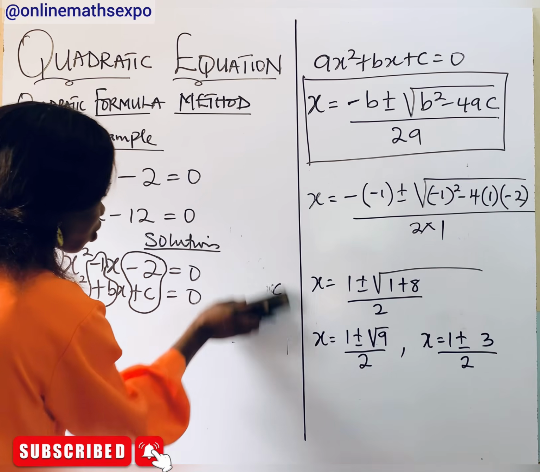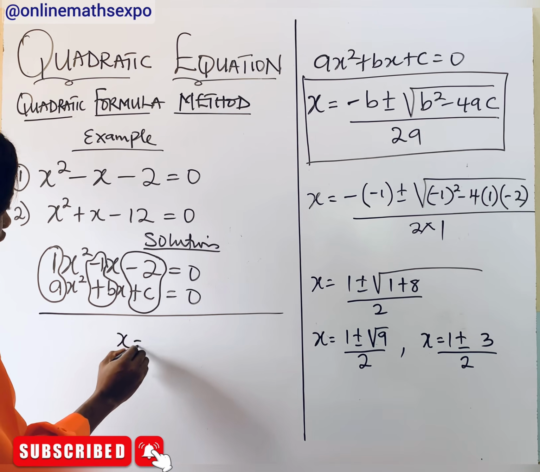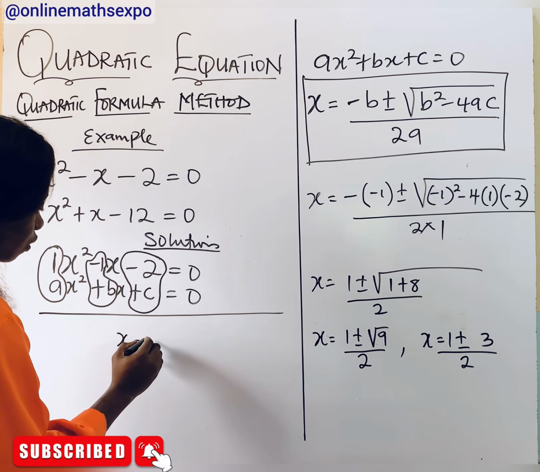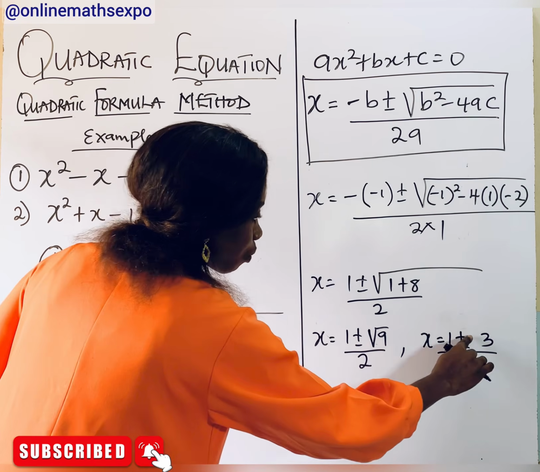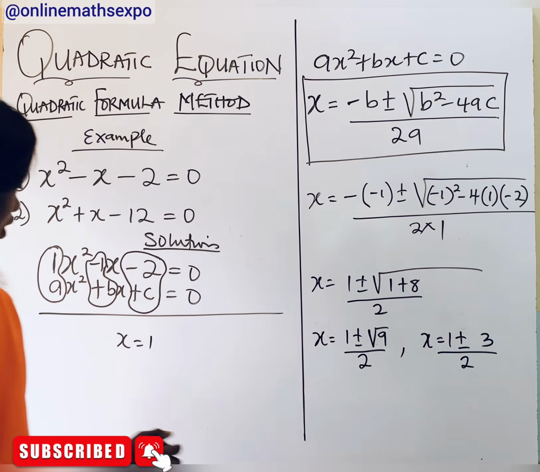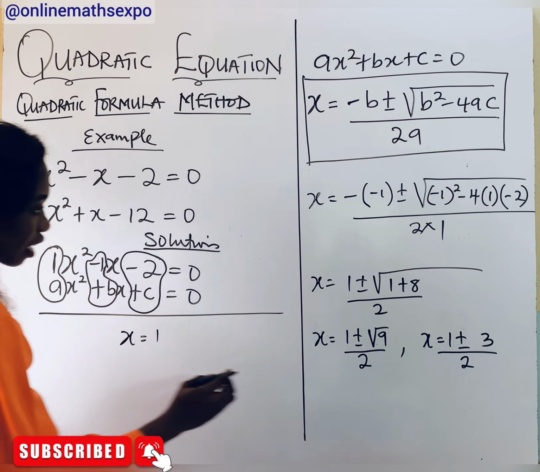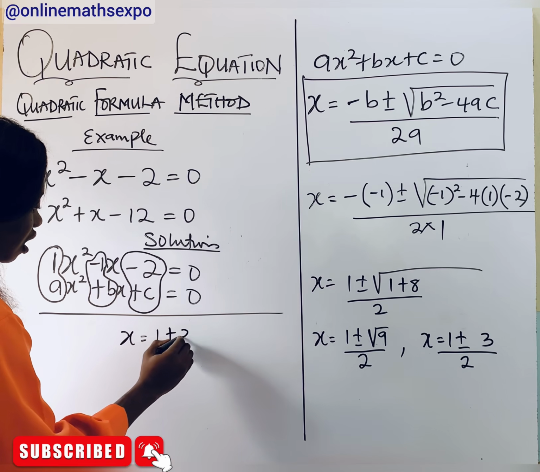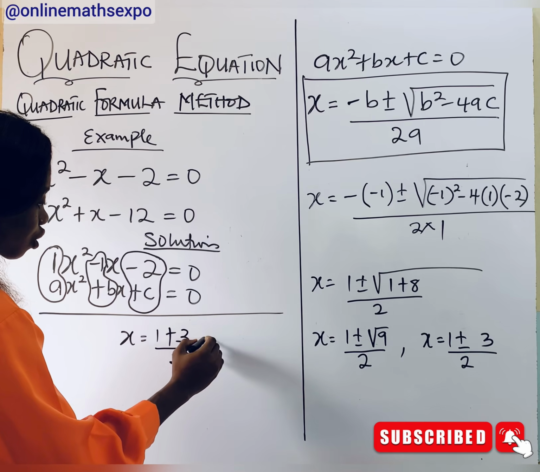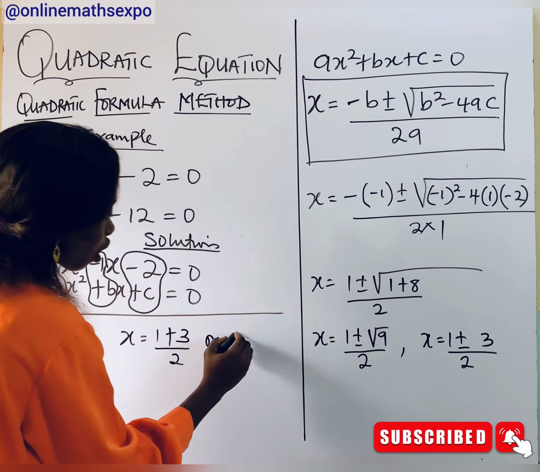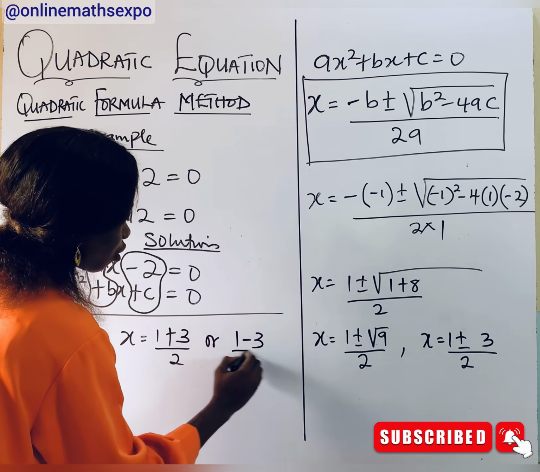And to do that, what do we do? We are going to say that our x will now be equal to 1. You are going to work it out for the positive and the negative value, okay? So it's going to give us x is equal to 1 plus 3 all over 2. I hope this is clear. Then you also have, or, 1 minus 3 all over 2.